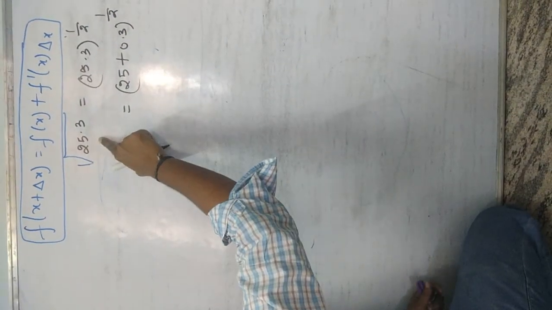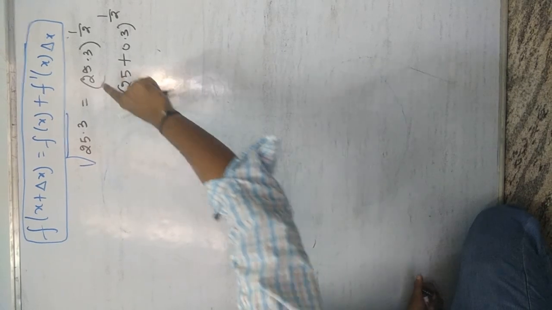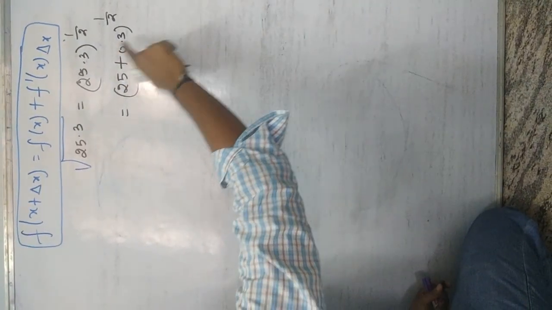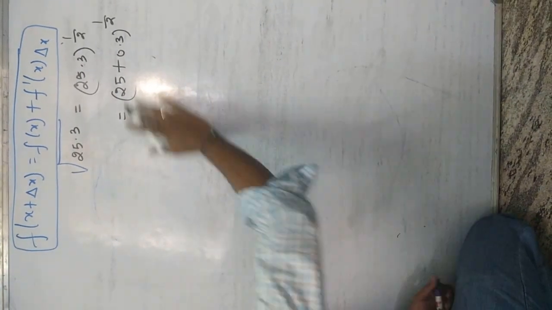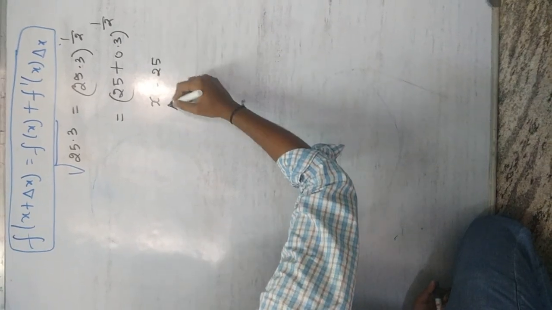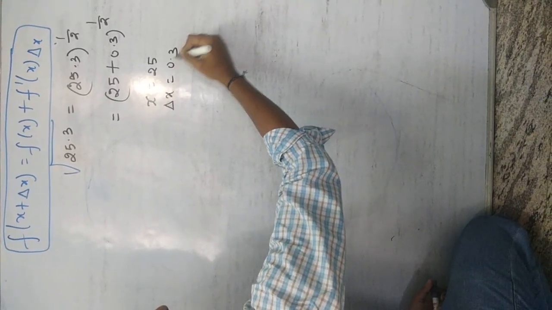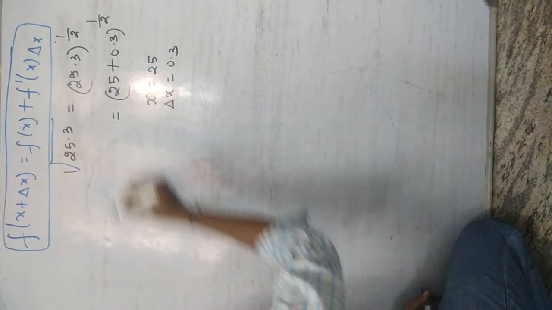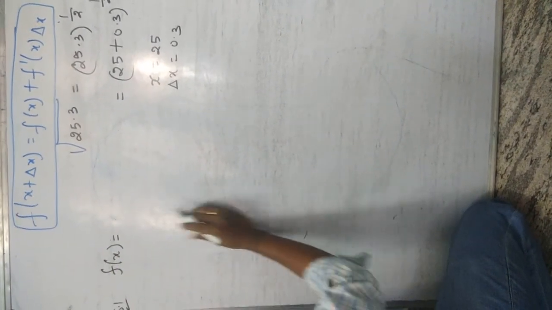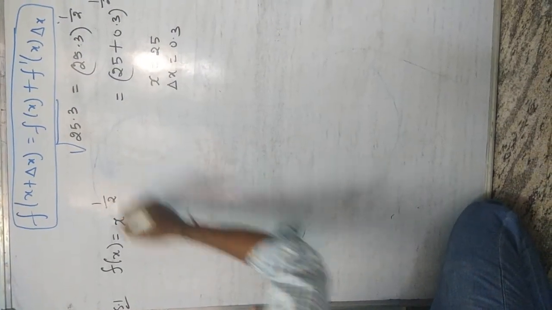If it is 26.3, then the answer is 26.3 power 1 by 2, and here 25 plus 1.3 square root, and the square root number is x here. Next, find out x equal to 25 and delta x equal to 0.3. As I said earlier, step 1, choose f of x. Here power 1 by 2, so f of x is also power 1 by 2.